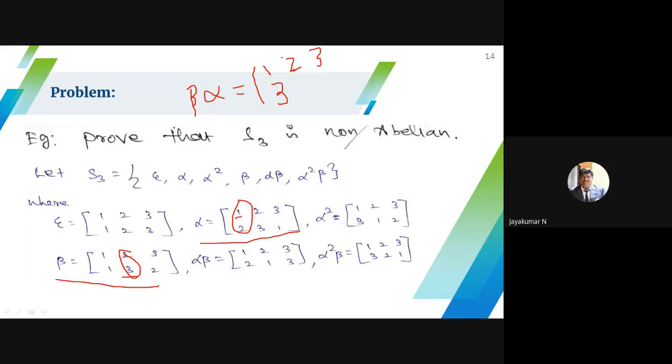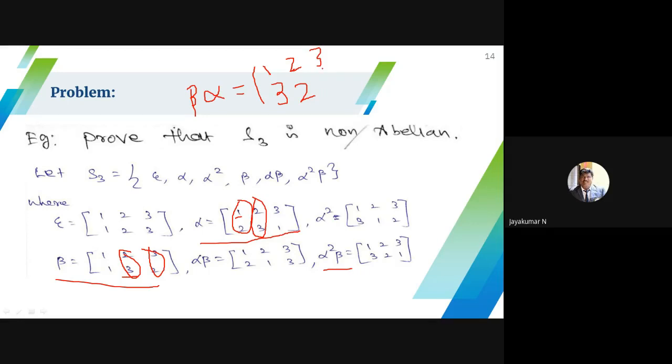Suppose 1 maps onto 3. With the help of this, I cannot identify the unique permutation. So go for 2. The image of 2 in alpha is 3. The image of 3 in beta is 2. So finally 2 maps onto 2. Now easily you can tell which represents definitely alpha square. Is it correct? Alpha square is ruled out.